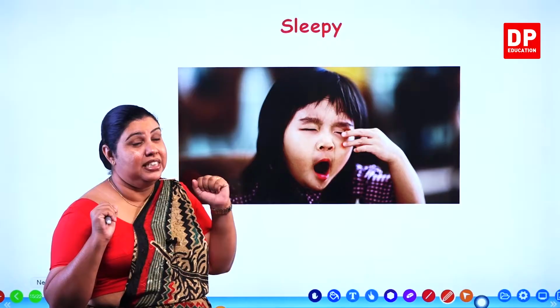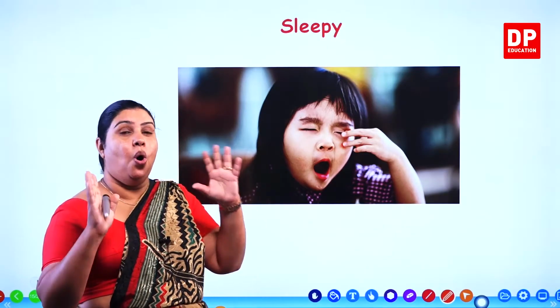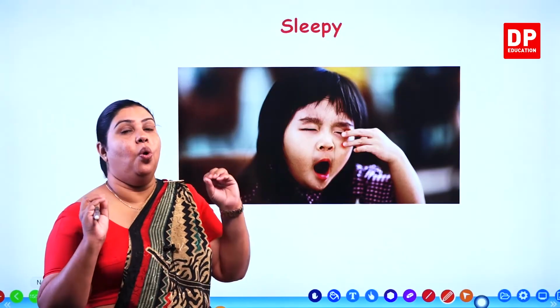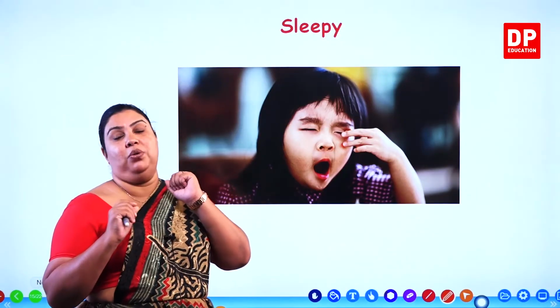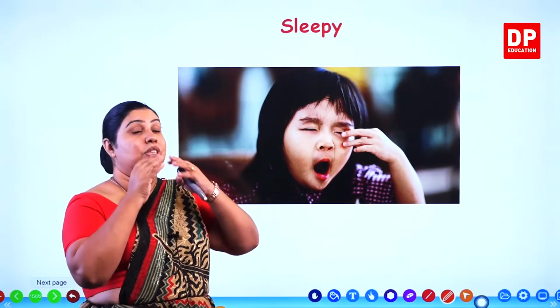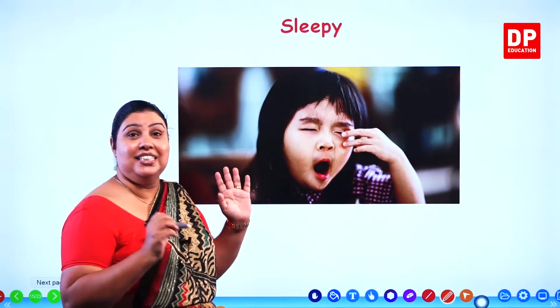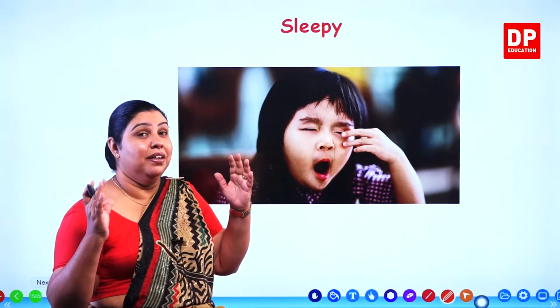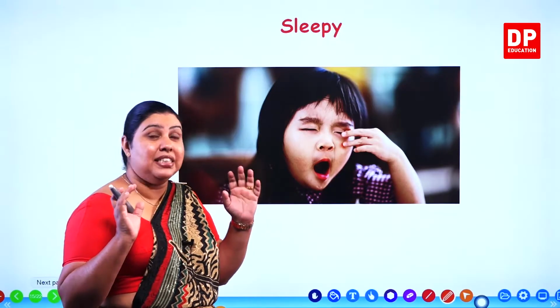What is the word in English? Yawn. Yawning. ඈනුමක් යවනවා කියන එක. When you yawn, you always have to cover your mouth. You have to cover your mouth like this when you're yawning. You just don't open your mouth like this and yawn. Right? Because we are talking about the feeling that we get when we are sleepy.